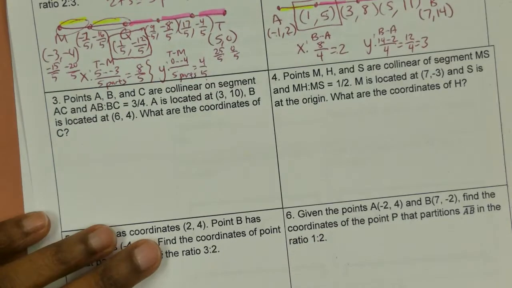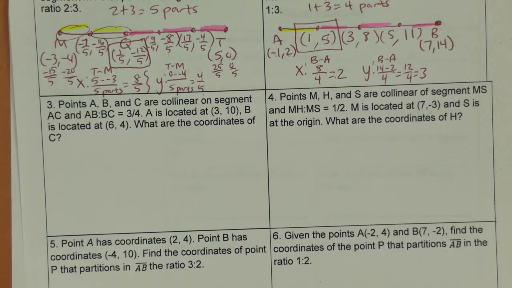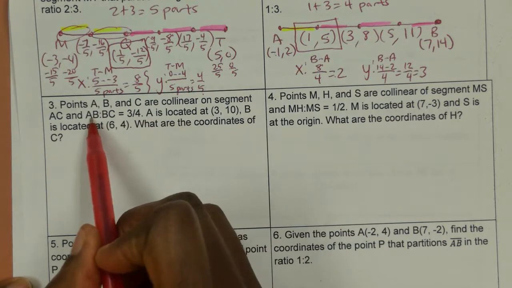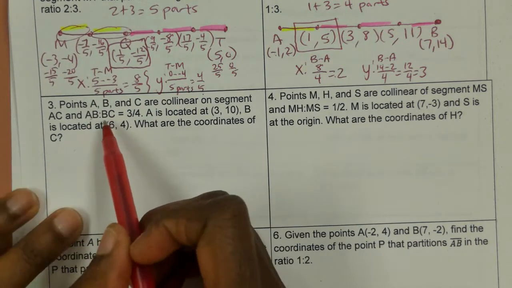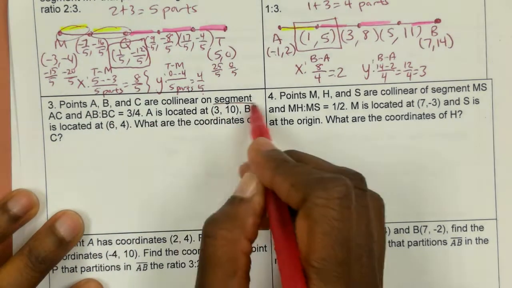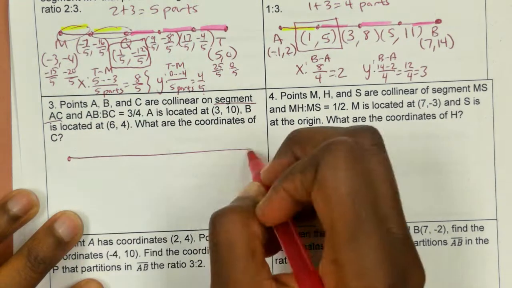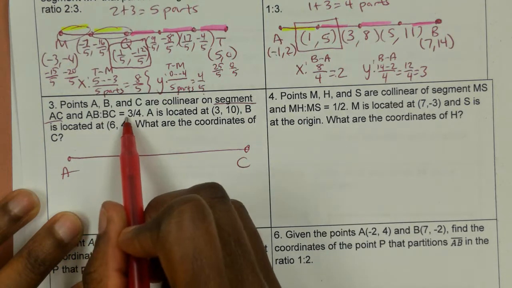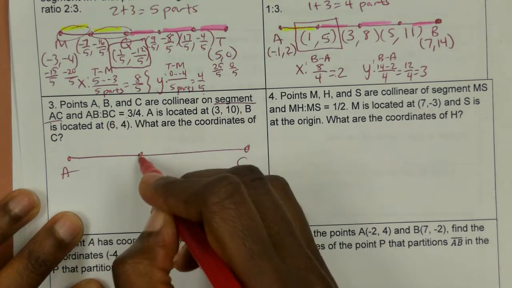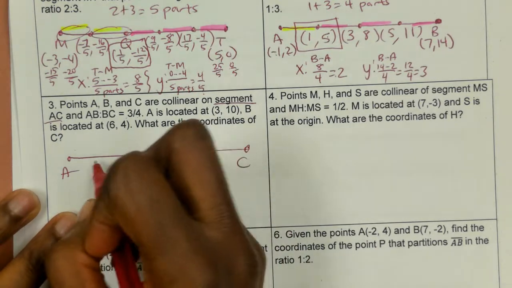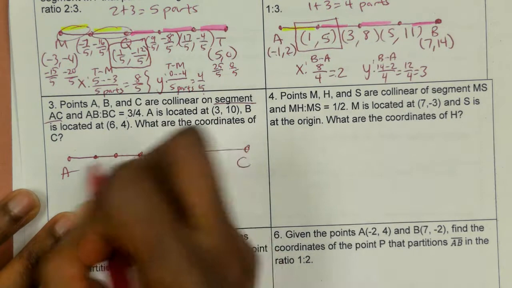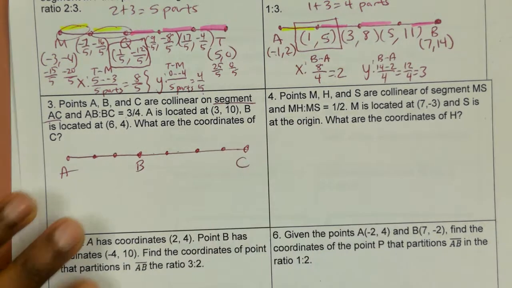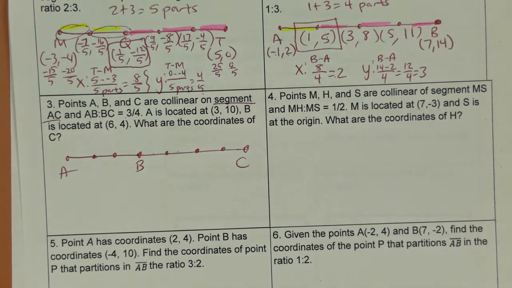Okay, so next one is a little bit different. These 3 and 4 are a little bit different because they give you the ratio in whatever form they want, really, but they tell you right before that what that ratio corresponds to. So A, B, and C are collinear on segment AC, so that's telling us those are the endpoints. A to B is 3 parts. B to C is 4 parts. So what they're saying here is B is slightly closer to A. There's 3 segments between A and B, and then there are 4 segments between B and C. Okay, so that's our setup.